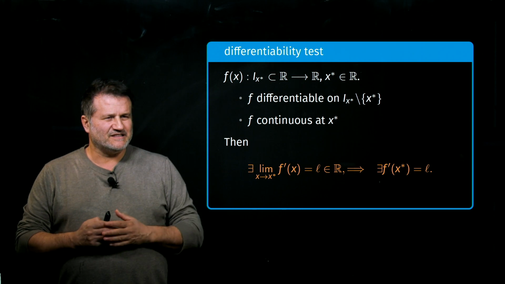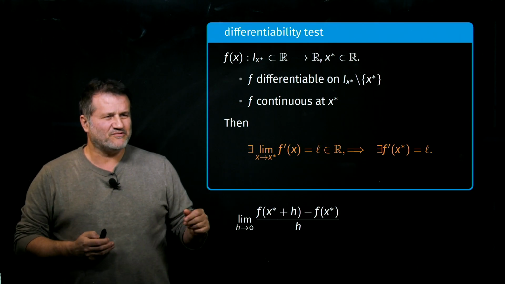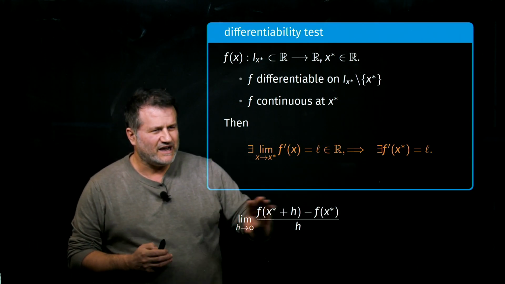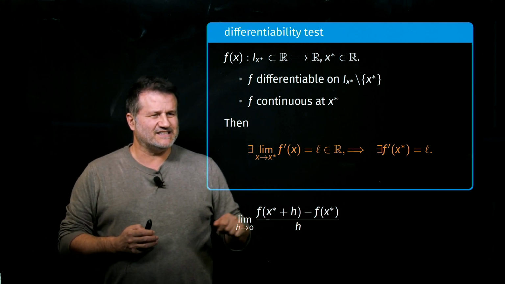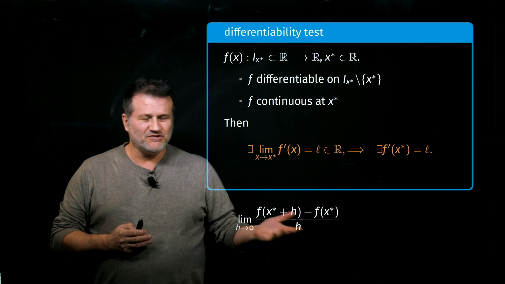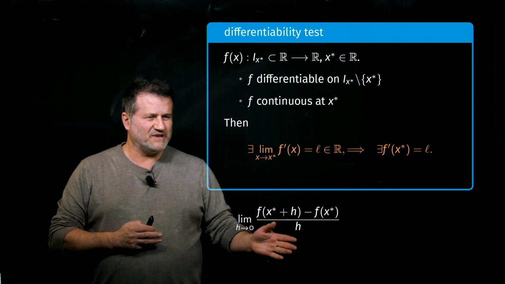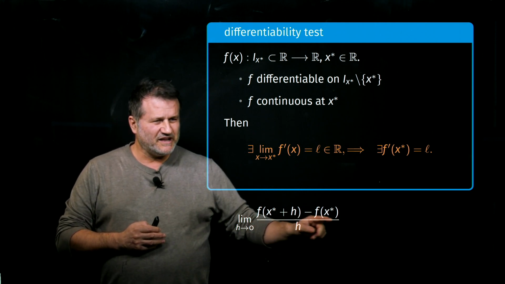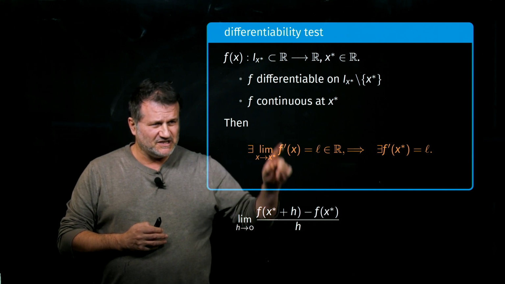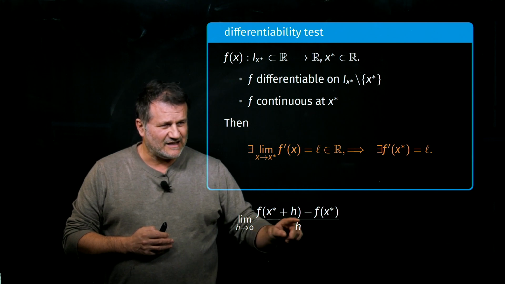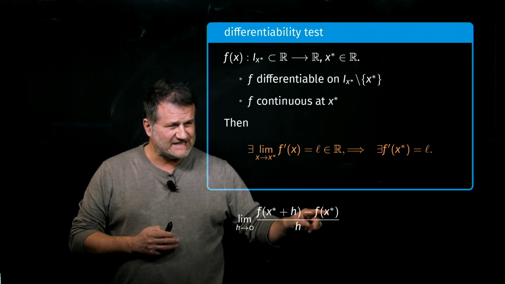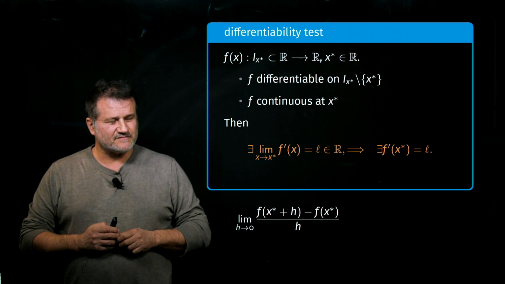This fact follows easily from L'Hopital's rule, because when we write the limit to compute the derivative of f at point x star, we recognize that we have a 0/0 indeterminate form. The denominator goes to 0. Also, the numerator goes to 0 because of the continuity at point x star. This argument goes to x star, so f of x star plus h will go to f of x star, so the numerator goes to 0.